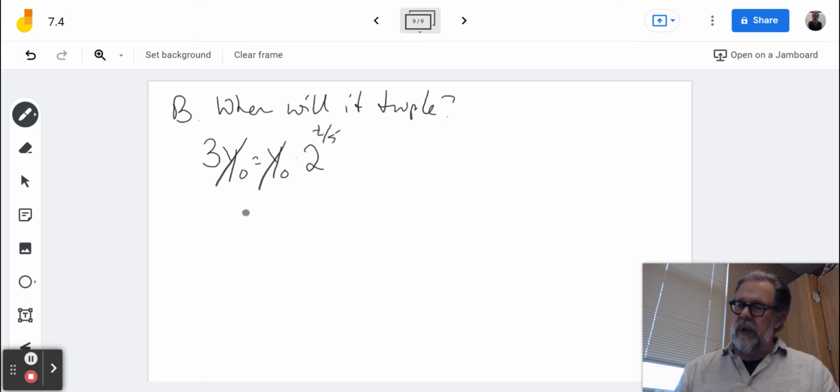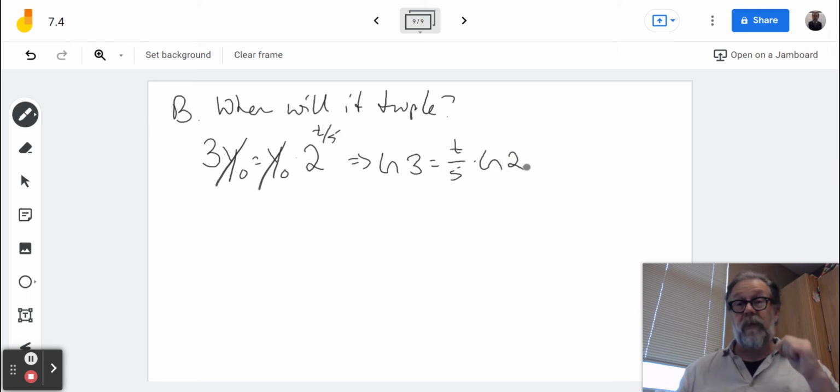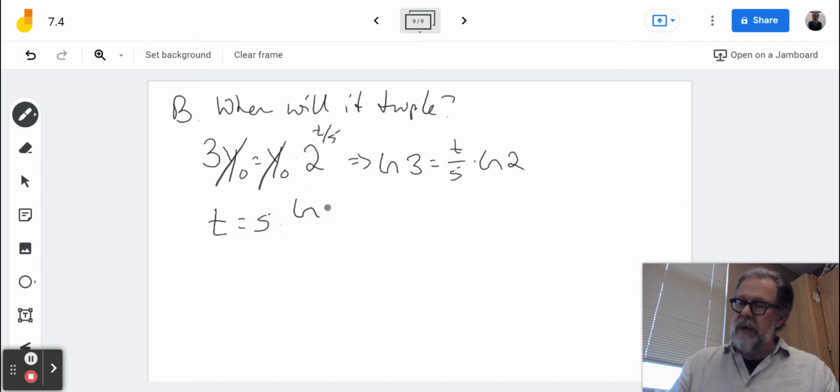Y sub naughts cancel out. And we're going to take the natural log of both sides. So natural log of 3 equals t over 5 times the natural log of 2. Hopefully at this point you're okay with the log rules that allow me to do that. We'll divide by natural log of 2, multiply by 5, and we discover that our population will triple in this many years, which is about 7.9 years.